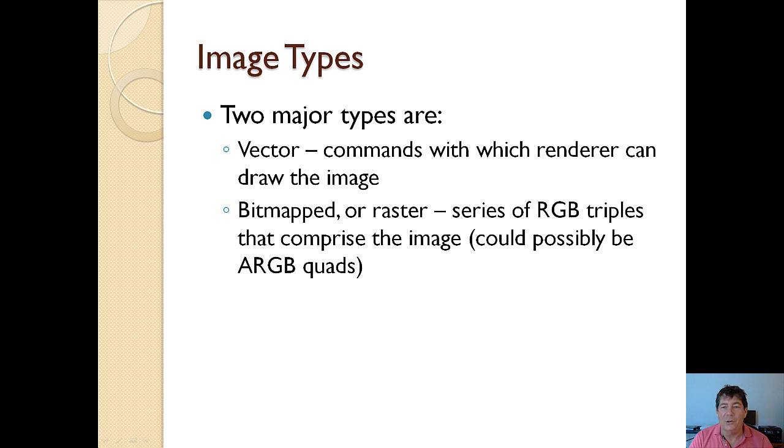Bitmapped, or often called raster, this is a series of RGB triples. For instance, I'll have one triple for one pixel, another triple for another pixel, and so forth. And we'll go a little bit more into detail about this in just a minute.